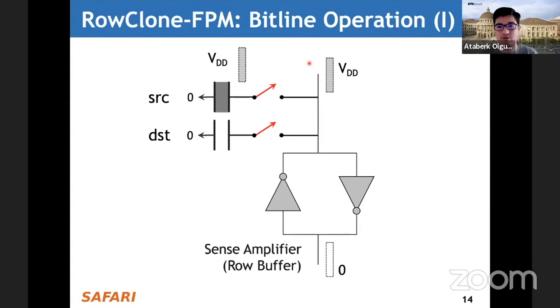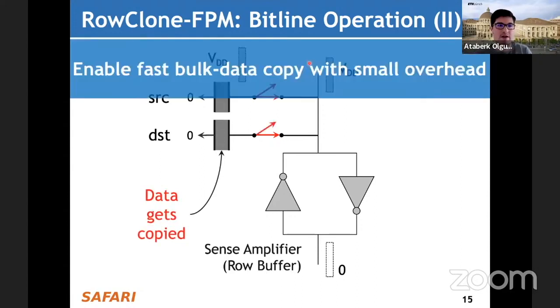And next, we only need to connect the destination row to the bit line. And once we do that, because of charge sharing, since the bit line has a higher capacitance, it will essentially fill up the destination row quickly. And this is how we do the RowClone full parallel mode copy operation. By doing this, we have enabled fast bulk data copy with very small overheads. We only need to be able to disconnect the row and not start the pre-charge process on the bit line.